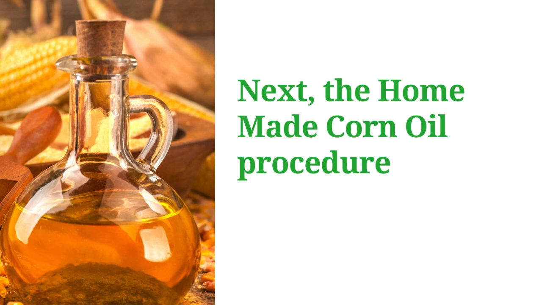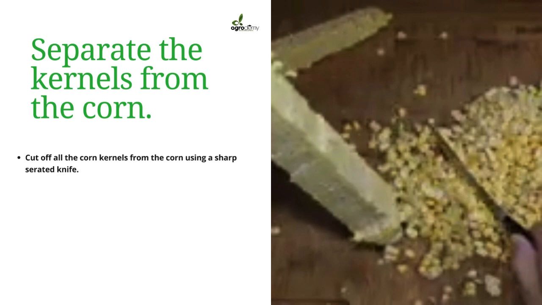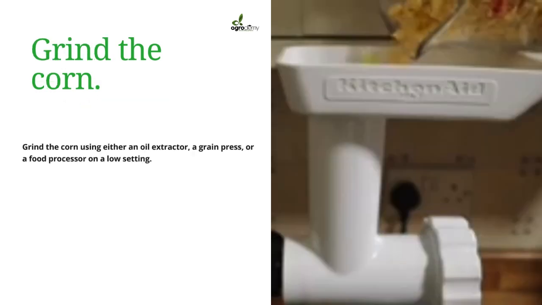Now, let's go about the homemade corn oil procedure. How can you make this in your home? The first thing you want to do, like you can see in the picture, is get your corn, then cut off all the corn kernels from the corn using a sharp serrated knife. A serrated knife will help to make the process easier.